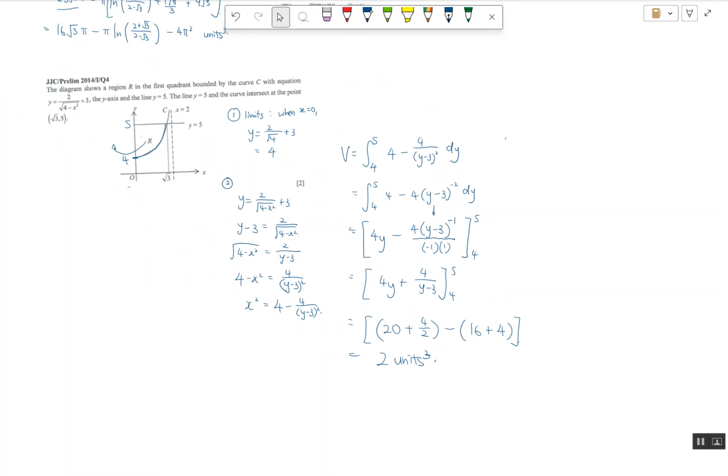So a few things to take note of: yes, when you do it with respect to y, make sure you have the y-intercepts as your values, or the limits when it is the y values, as well as make x squared the subject. And if an equation already has x squared, you don't need to find x and then go and square it. It makes things hard for you. Just make x squared the subject, and then you can apply pi x squared dy, and then you will be able to get your answer.